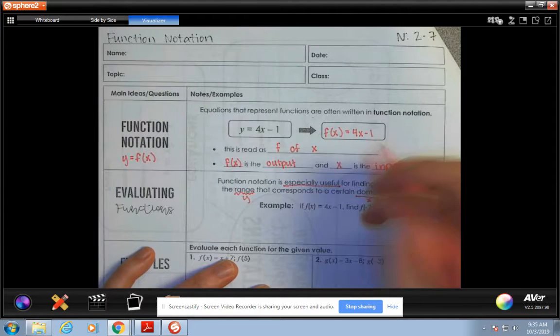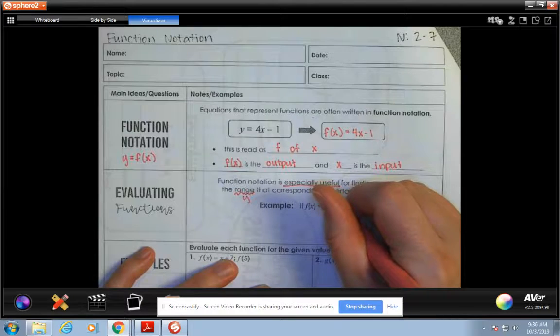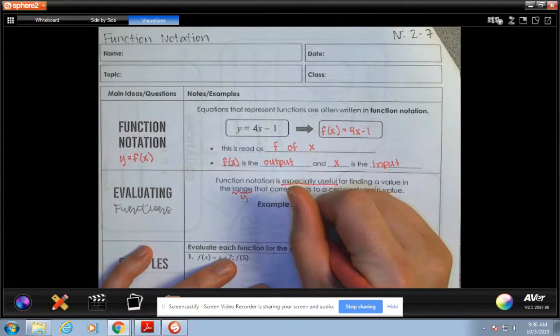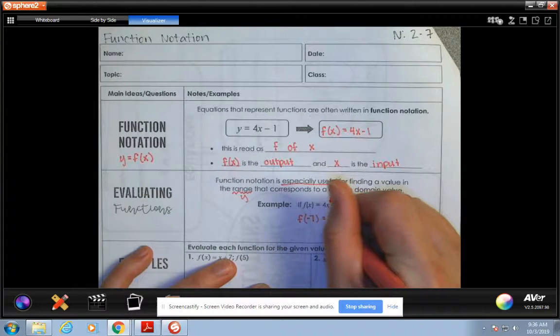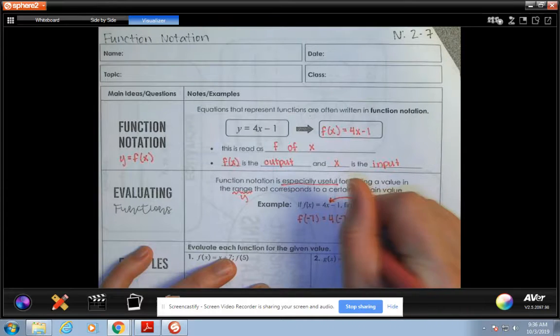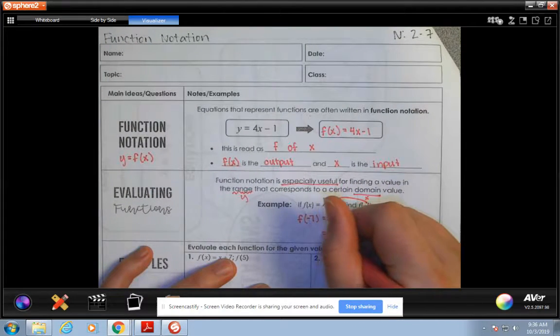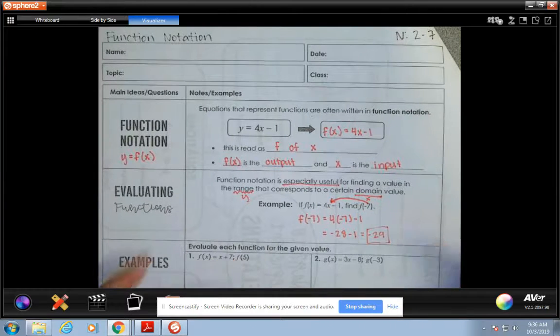Okay, so we're going to take this -7 and plug it in for x. We're going to substitute it in. So we're going to find f of -7 equals 4 times -7, because I'm replacing that x with -7, minus 1. And then we can solve that. 4 times -7 is -28. Minus 1 equals -29.